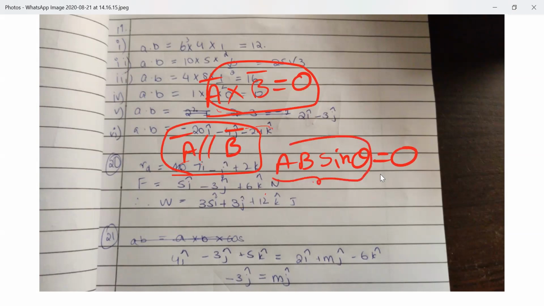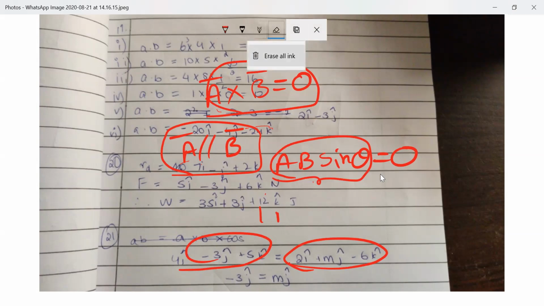Then, instead of AB sine theta, they will give A vector and B vector. You know how to do A cross B, right? By using the determinant form.